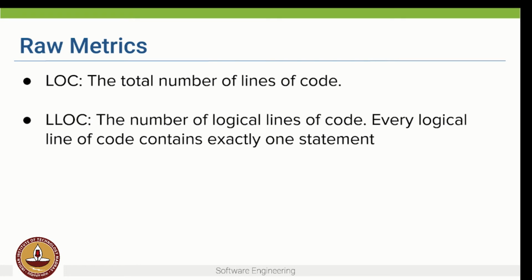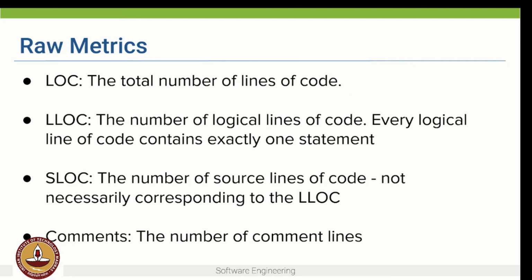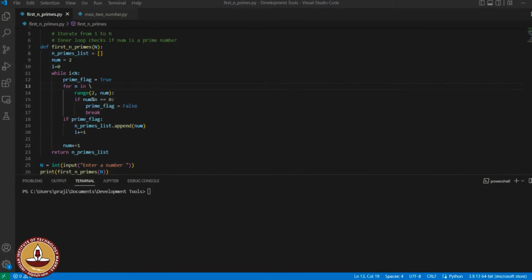Another type of metric is the logical lines of code. We look at the difference between logical lines of code and source lines of code through an example. And we have comments. The lines of code plus comments plus blanks, all of this combined forms the LOC, which is the total number of lines of code. Now let's see how a tool like Radon can give us raw metrics.